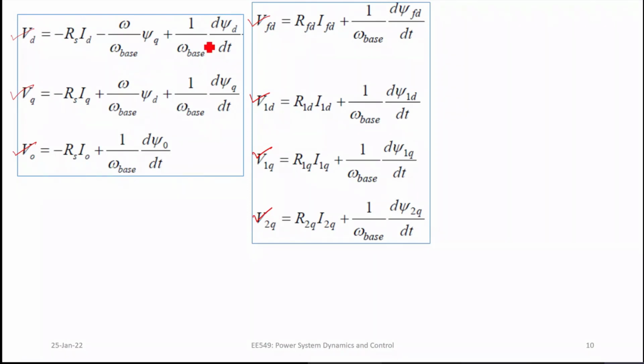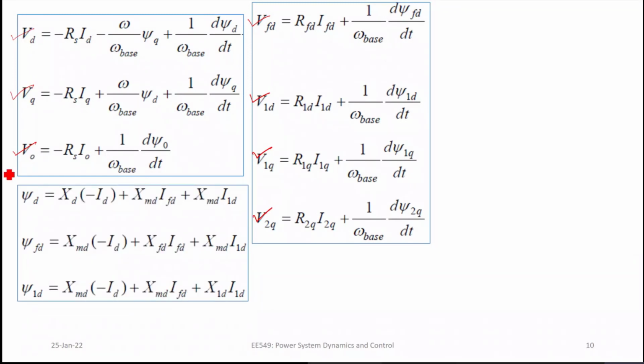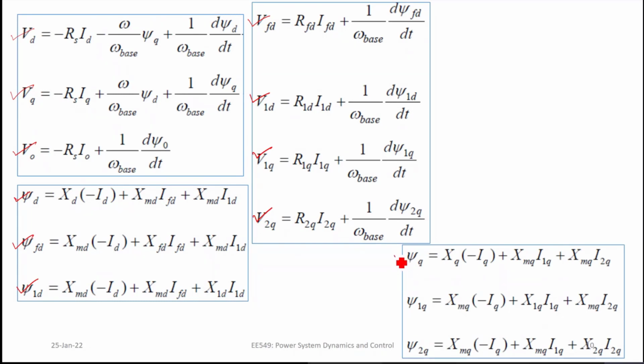Now these equations, if you see, these are differential equations, right? And next we have derived the flux linkage equations in per unit, that is psi d, psi fd, and psi 1d. These are algebraic equations. Then in q-axis flux linkage equations, psi q, psi 1q, and psi 2q. Here if you see, psi d and psi q are associated with stator flux linkage equations corresponding to d-axis and q-axis. And here psi fd, psi 1d, the flux linkage equation of the rotor corresponding to the d-axis. And psi 1q and psi 2q are the q-axis flux linkage equations corresponding to your damper windings 1q and 2q, right?